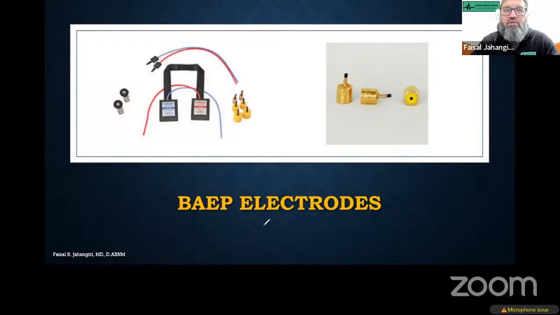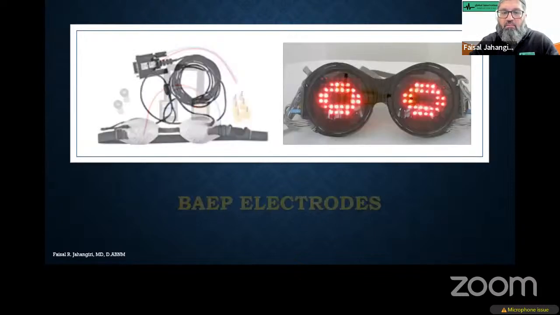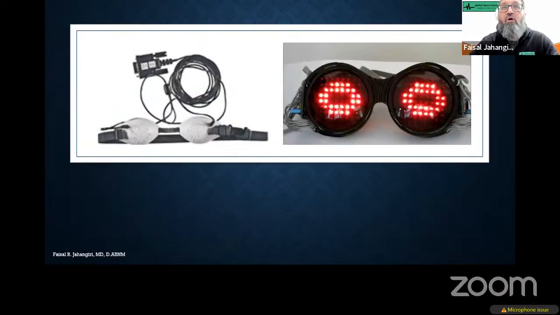We'll talk in Unit 8 about auditory evoked potentials. We have these different auditory stimulators, and we have these gold foil electrodes, which are placed on the cochlea and inside the ear canal, and they can be used for recording and stimulation. Then we have goggles, which are placed on the eyes for stimulating with LED lights for visual evoked potentials. They flash red lights.